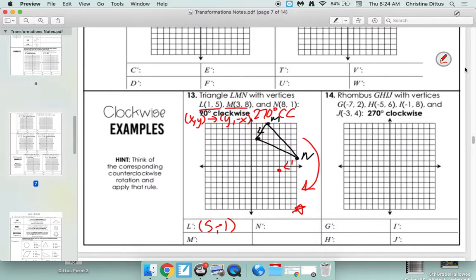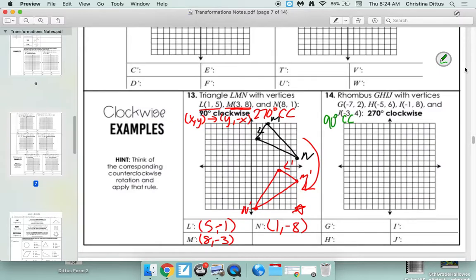All right, (3, 8). What's (3, 8) going to become? (8, negative 3), which puts me in the right coordinate. And (8, 1) is going to become (1, negative 8). And we have a triangle again, so that is wonderful. All right, number 14: 270 clockwise is what counterclockwise? 90.